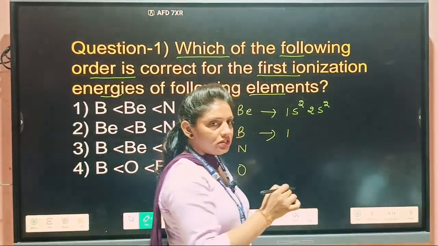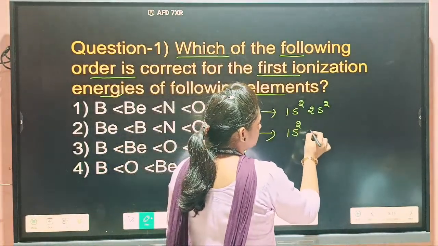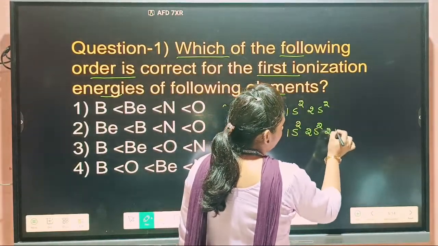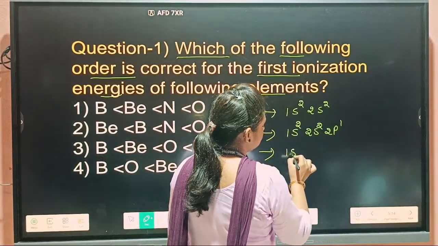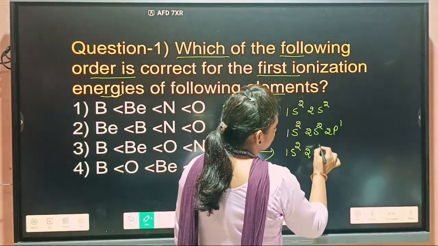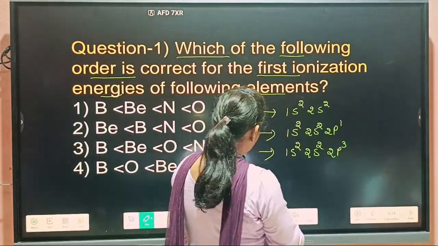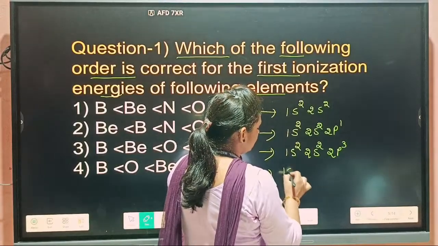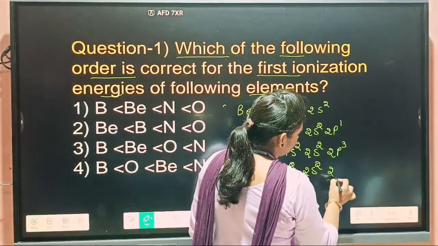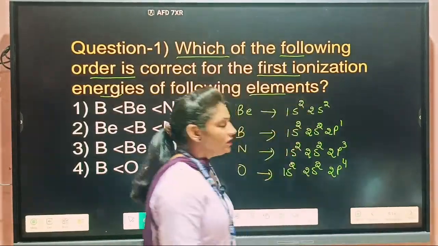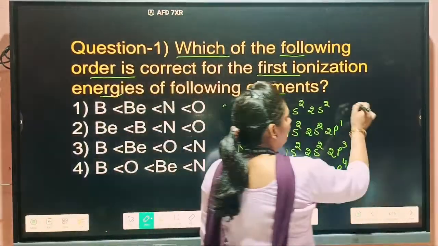Boron, what is the atomic number for this? 5. So its configuration is 2p1. Then for nitrogen, what is the atomic number? 7. Configuration 2p3. And the atomic number for oxygen? 8. Its configuration is 2s2, 2p4.